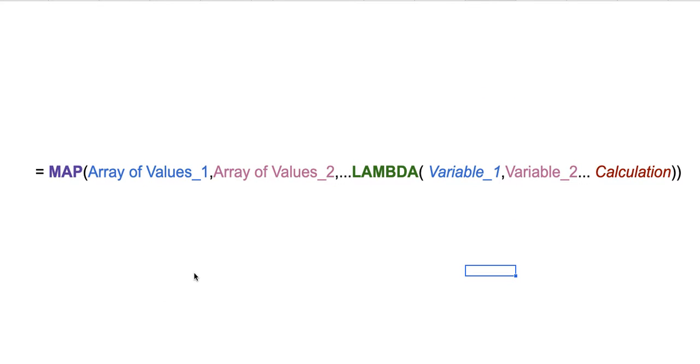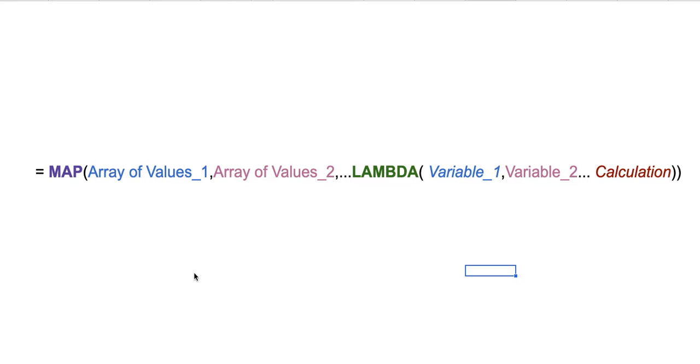Map function basically allows, this is my understanding, that map function allows you to take one, more than one, or more than two, three, four, as many arrays as you want, and let them interact with each other in a specific way. So if you have one array or two arrays or three arrays or as many arrays, and you want them to interact with each other with some calculations, you could easily do that with a map function.